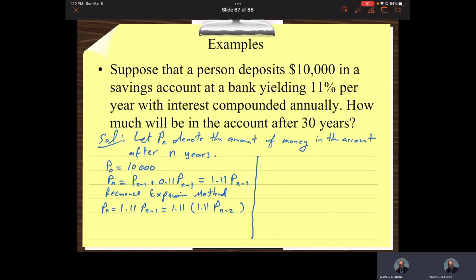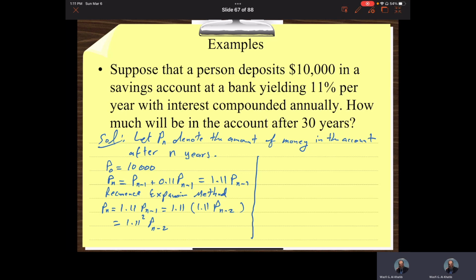So now, who can tell me what is Pn? 1.11 to the power 2 Pn minus 2. Now, do you see a pattern? Although here the pattern is actually very simple and easy, my suggestion, just to be on the safe side, is to do the expansion one more time. So let's do it one more time.